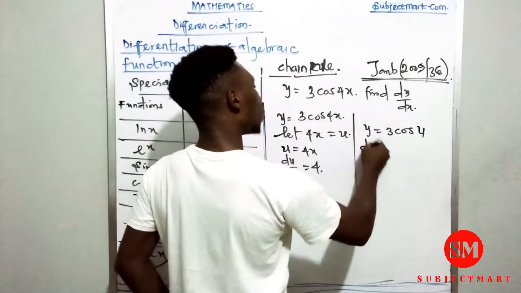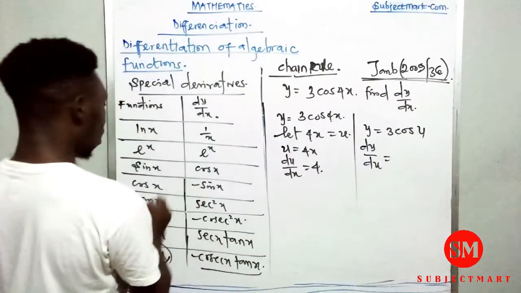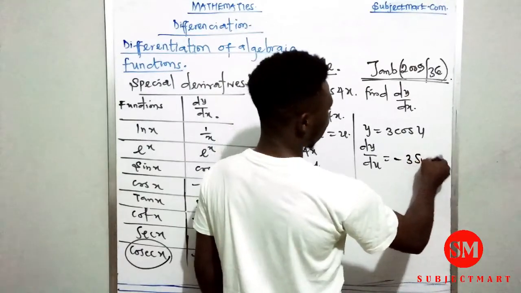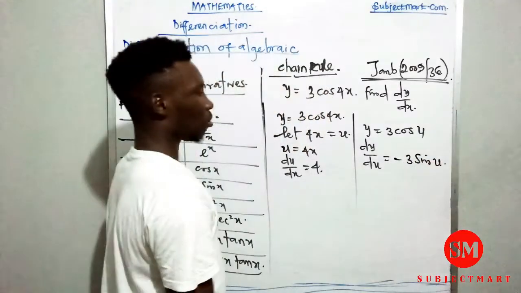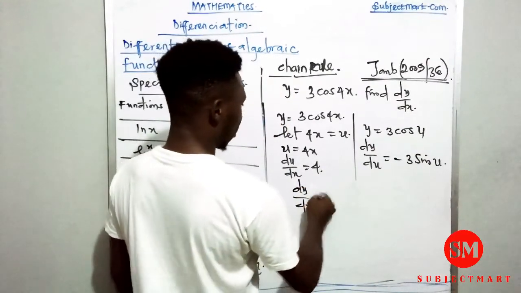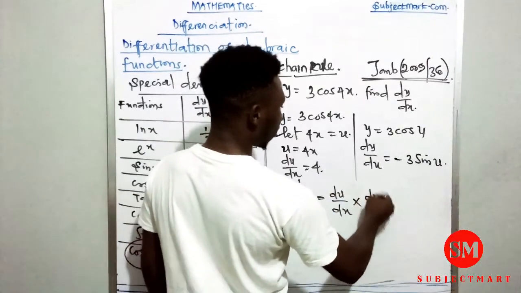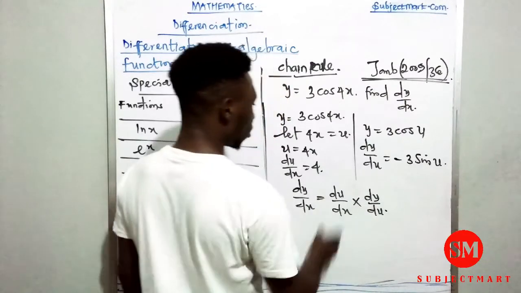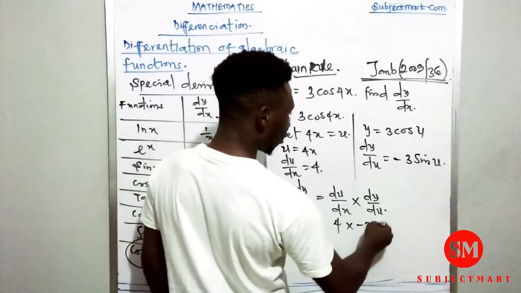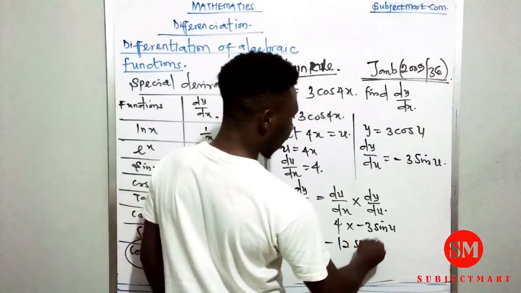So dy/du here is equal to what? If you differentiate cos, you get minus sine. That is minus 3 sine u. So with this development, your dy/dx is equal to du/dx times dy/du. What's your du/dx? Which is 4, times dy/du, which is minus 3 sine u. 4 times minus 3 sine u is minus 12 sine u.